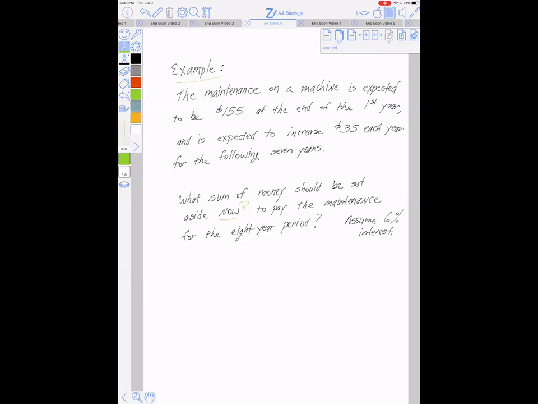So we're looking for P, what sum of money to set aside now for this set of cash flows that starts at $155. Sounds like an annuity. And is expected to increase $35 each year. Kind of sounds like a gradient. Let's take a look, assuming a 6% interest rate. Go ahead and pause the video and draw a cash flow diagram of what that series would look like.